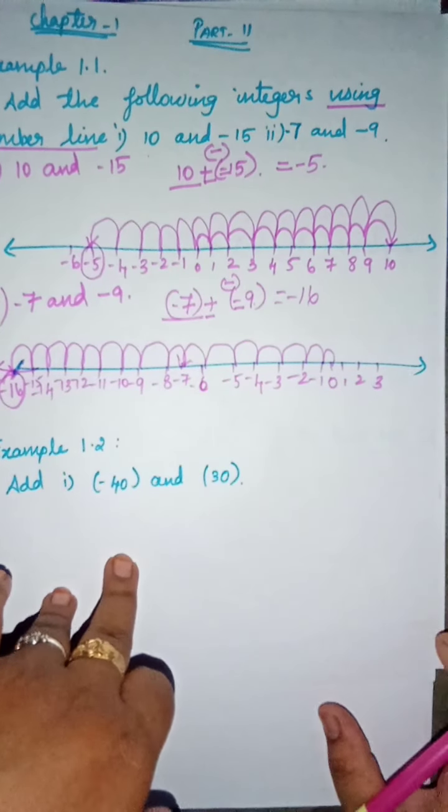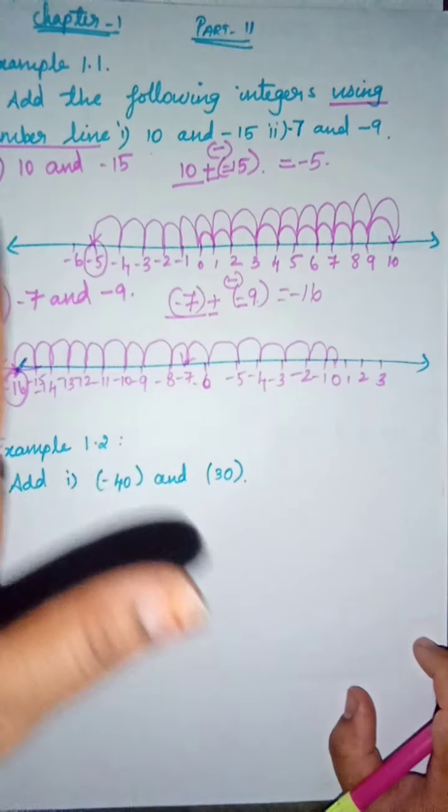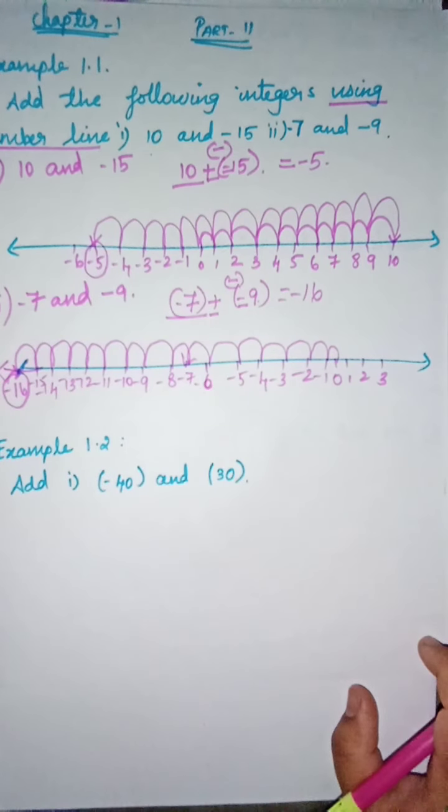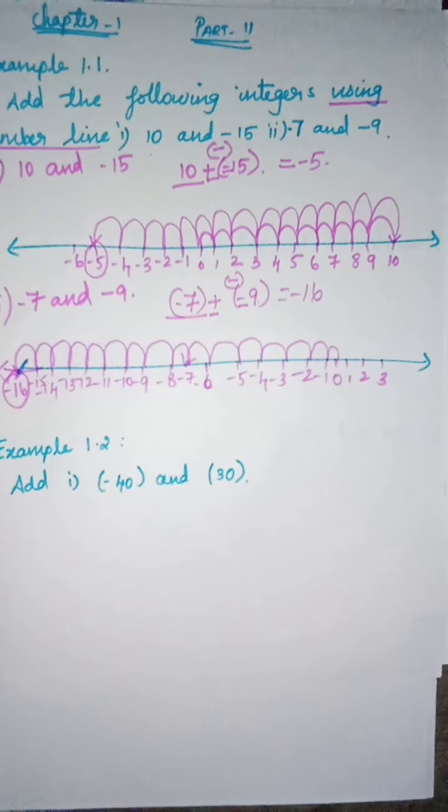Can you understand, ma'am? So by using the number line, that is example 1, add the following integers using a number line. We did many problems like this, so you can do it easily. By yourself you can do it very easily, I think. Okay, the next, example 1.2, that is add.